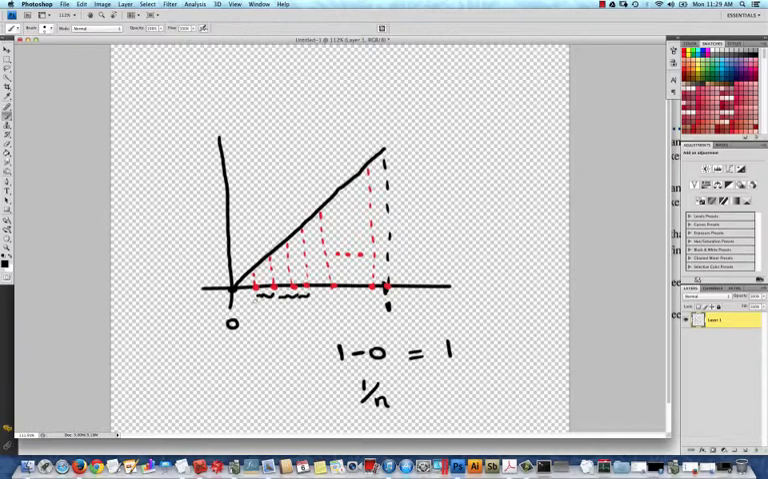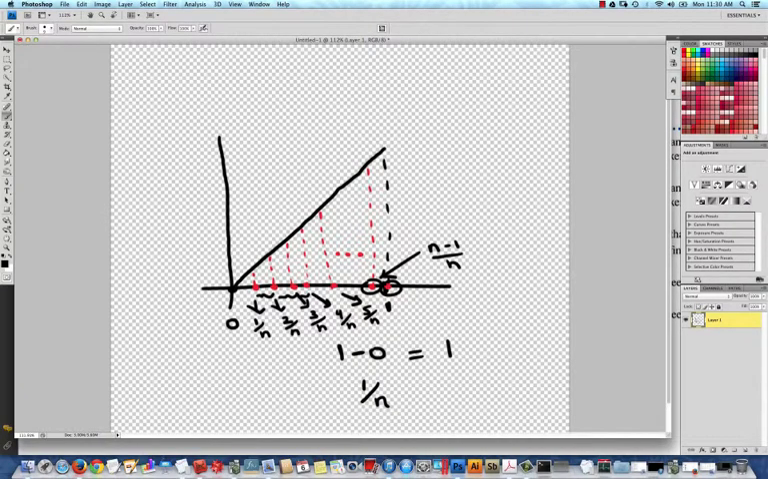So this first point right here is 1 over n. The second point here is 2 over n. The third point here is 3 over n, and it keeps following in this pattern, 4 over n, and then 5 over n, and it keeps going all the way up until I get to this point right here, which happens to be n minus 1 over n. And then when I finally get to this point, that's n over n, which is just 1.